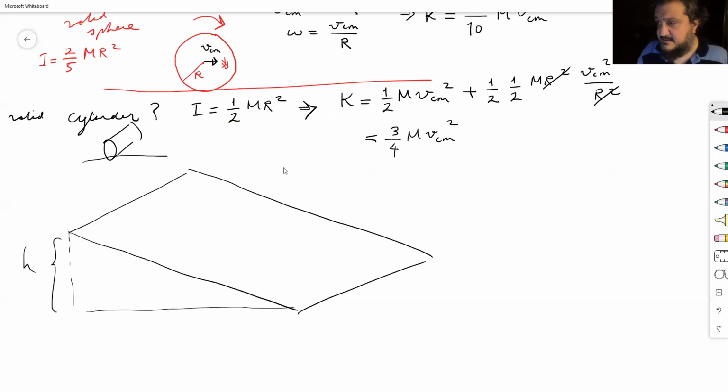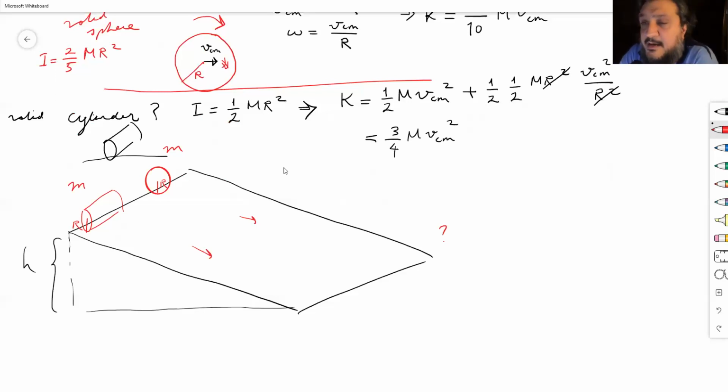But we have here a cylinder and a solid sphere. Okay, and they have the same mass, m, and the same radius, r. And then you let them go at the same time, and they're going to roll down without slipping. Which one will reach the bottom first? All right, it's a race. Who's going to win the race? How do you do that?